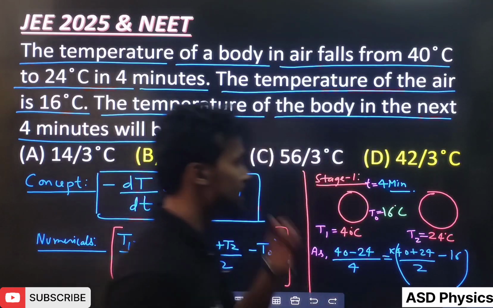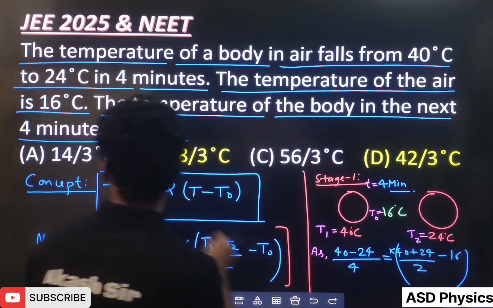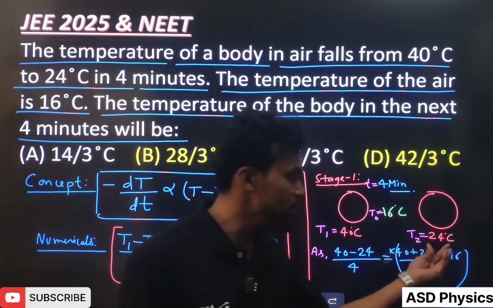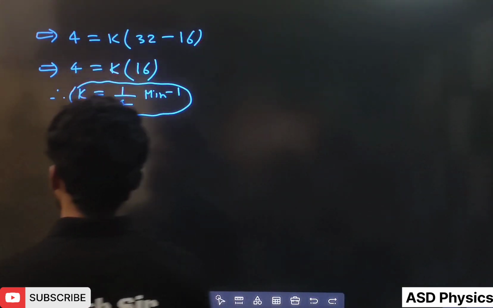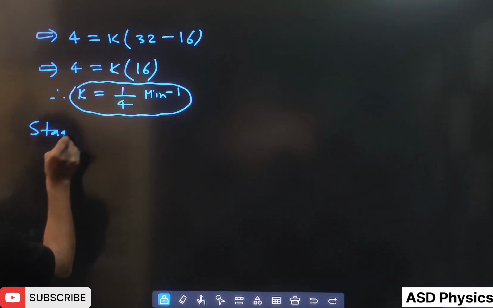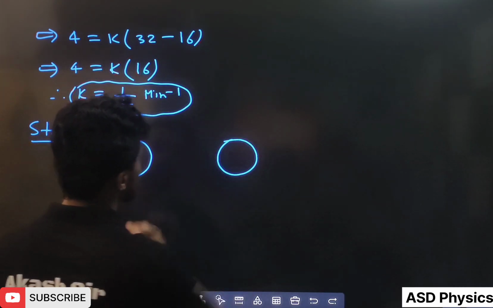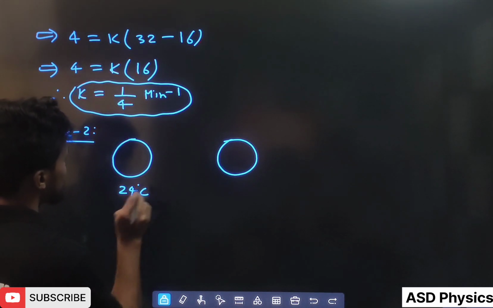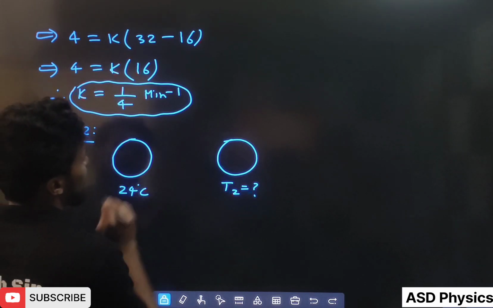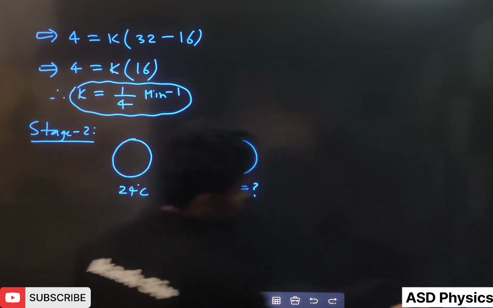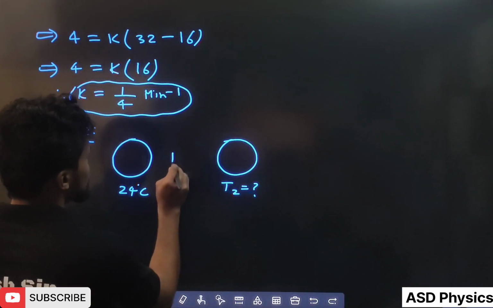Okay, now we have to go to the next stage, because what is given here? The temperature of the body in the next 4 minutes will be how much? So 40 to 24. Now after 4 minutes what will happen? Okay, so we are going to draw stage 2. Again you draw the body, and the temperature now is 24 degrees Celsius. The temperature we don't know, so let's take T2. And the temperature of the surrounding or air is 16 degrees Celsius. So let me write here 16 degrees Celsius.